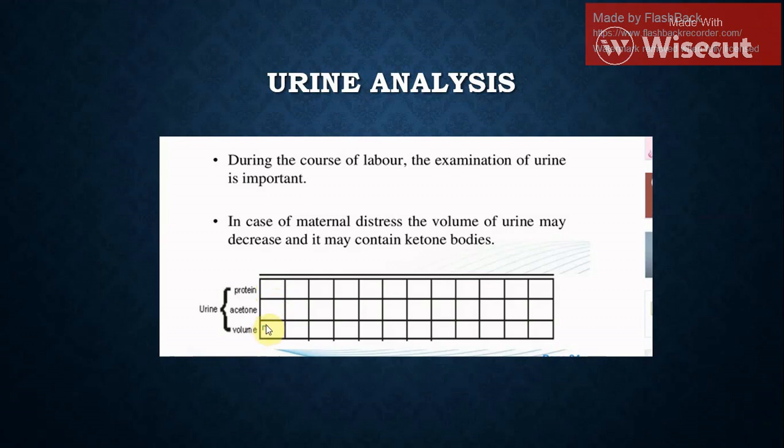So suppose the mother is passing 200 ml of urine, we will record it appropriately in the boxes provided. Say in the first hour the mother passed 200 ml of urine, in the second hour she did not pass any urine, and in the third hour again she passed around 100 ml of urine. This gives us an overview of the hydration status of the mother, including various other conditions.